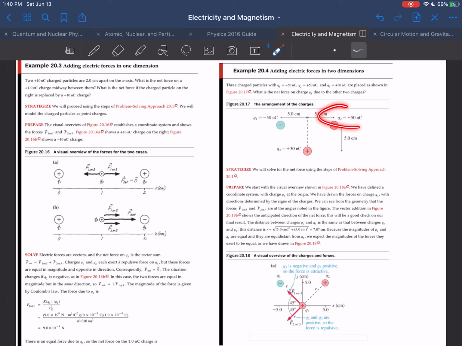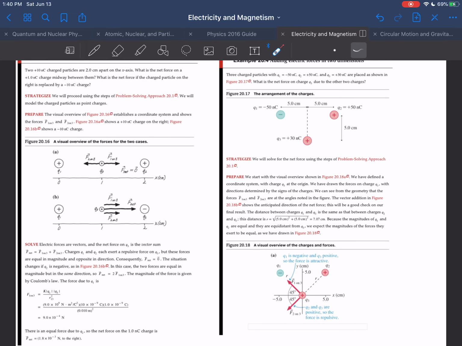Q3 is going to be repelled from Q2 because they're both positive, and Q3 will feel a force on it from Q2 down and to the left. Okay, it'll be pushed away. Q3 will also feel a force due to Q1, but in that case, Q3 is attracted to Q1 because Q1 is negative. As a result, Q3 will feel a force up and to the left. And so the net force that will be felt by Q3 is going to be those two forces added together vectorially.